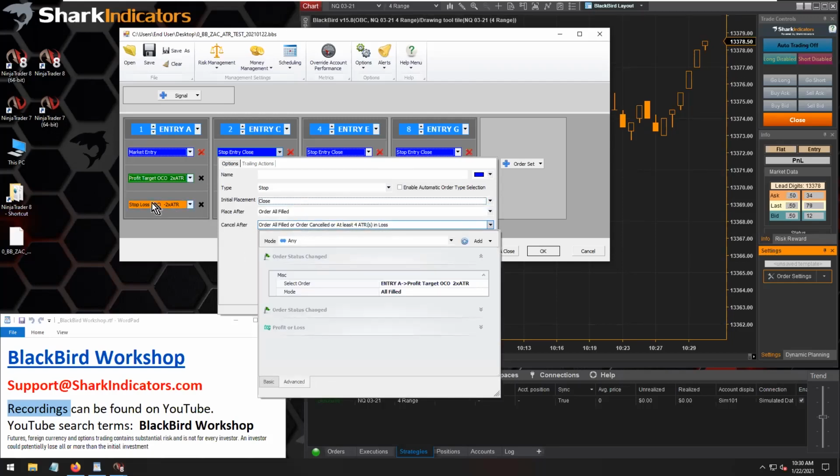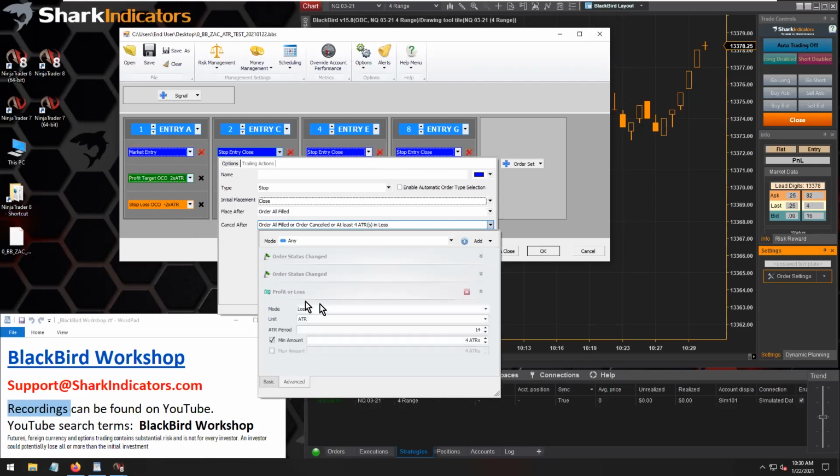So again, this stop loss here is about a 2 ATR. If we look at this profit or loss, we can see that it's set up for a loss of 4 ATR. If we look down here, it says 4 ATRs. So basically this entry order will get canceled if the market moves way past that stop loss. It depends on what chart type you're trading on. If the chart you're trading on has really long bars, then there is a chance that this entry order could be really far away from this stop loss. So this entry order may not get picked up, especially since it's a stop entry.